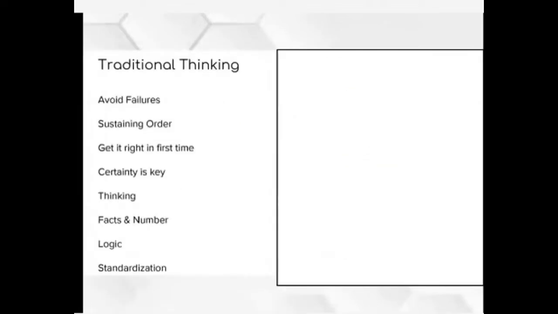In traditional thinking, we always think that we should not fail. Like when we go to write examinations, we always feel that we should not fail in the examination. We should pass in the examination. And we always try to follow the order. First unit, second unit, third unit, fourth unit, chapter 1, chapter 2, chapter 3, chapter 4. And we always are of the opinion that we should get things right the first time. And certainty is key. I should get 80%. If not, this is not acceptable. This is the certainty that we are thinking.